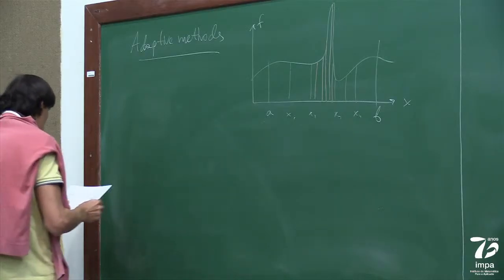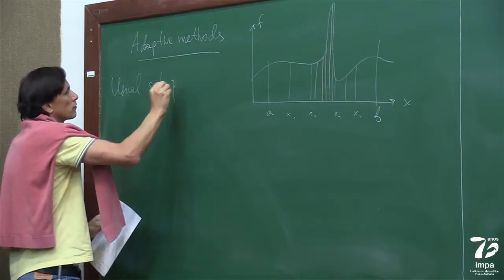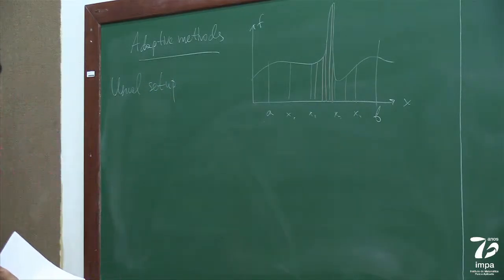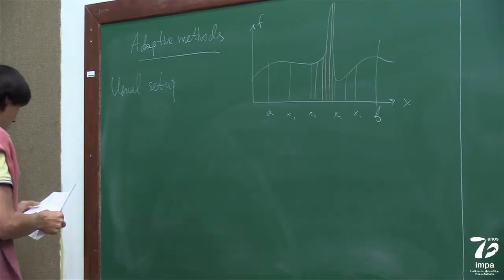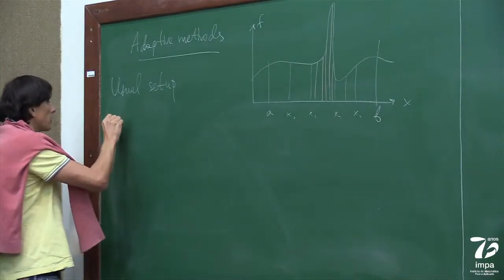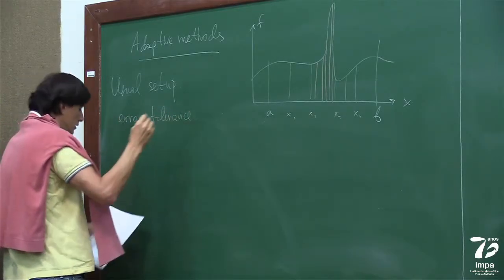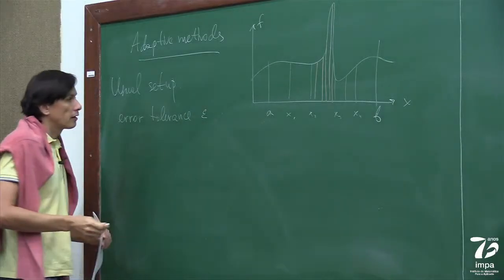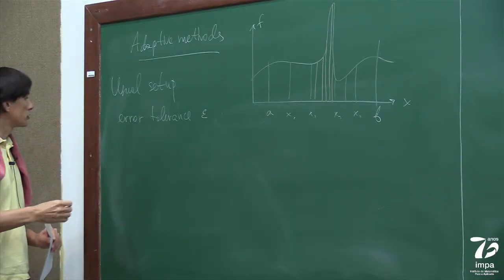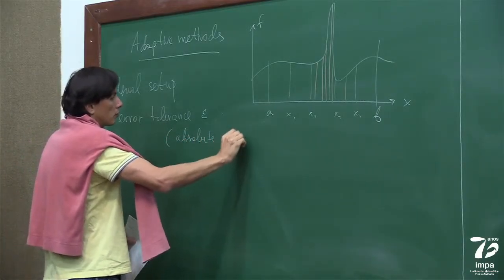So the usual setup that you can encounter in the description of many methods, most already implemented in packages like MATLAB, Python, or whatever. So usually you have to set 2 things. First, an error tolerance, let's say epsilon. Often you specify several tolerances, so it can be absolute and or relative.